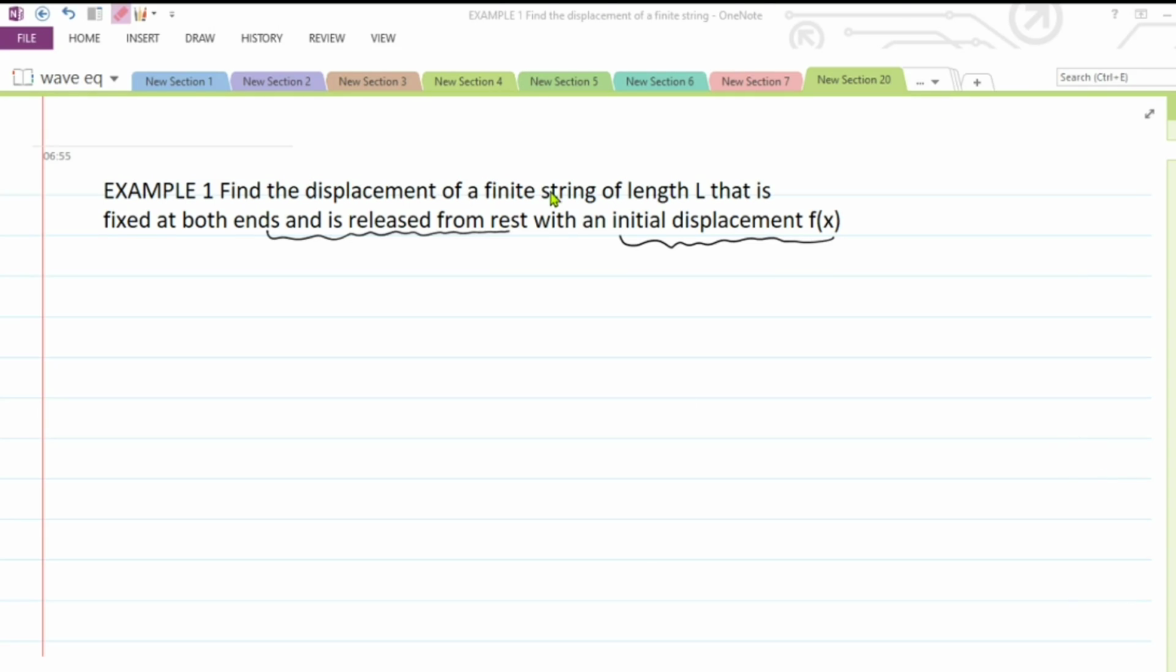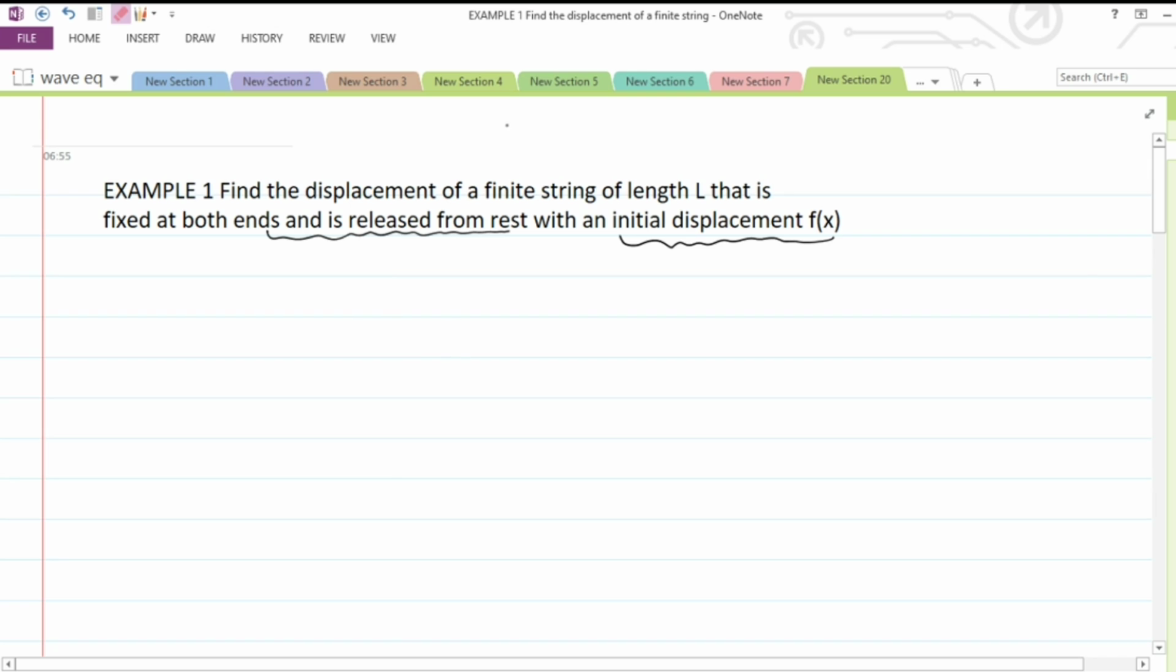Good morning, all. Let us discuss some more problems on wave equation. In this problem, it is given: find the displacement of a finite string of length L that is fixed at both ends and released from rest with initial displacement f of x.